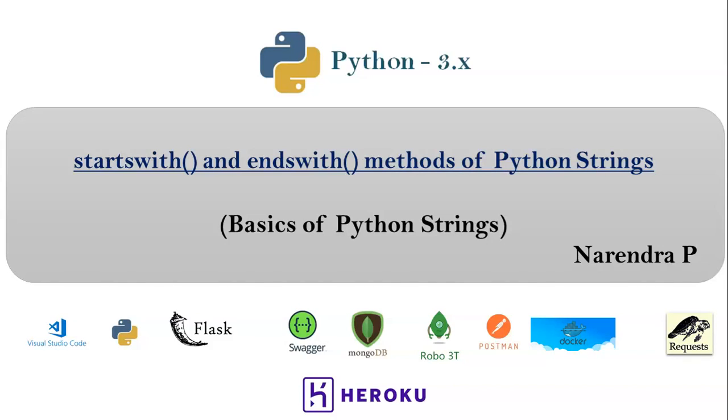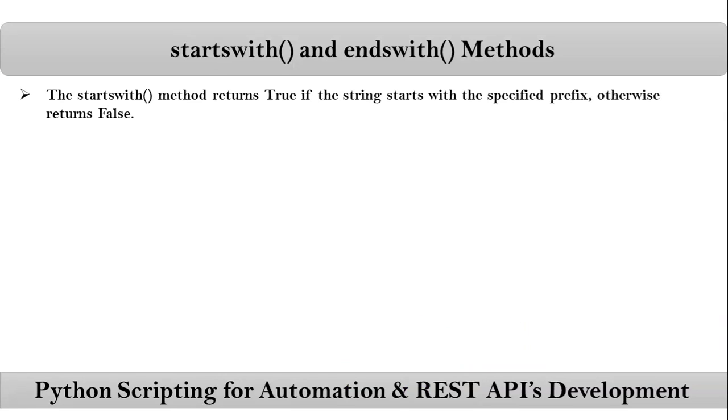Friends, here I will be talking about the startswith and endswith methods of Python strings. These two methods return a result as either True or False. Now let me go one by one. startswith: the startswith method returns True if the string starts with the specified prefix. Otherwise, it returns False.